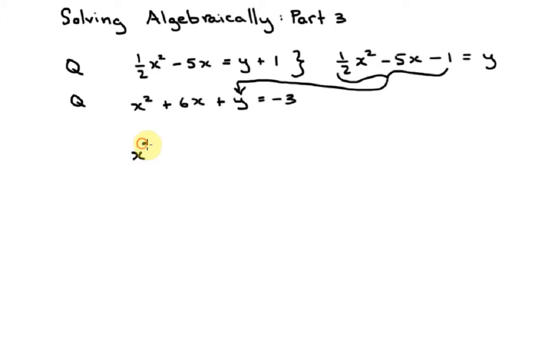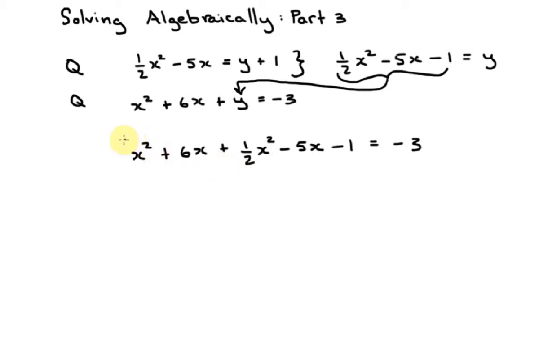So here's the equation that I'm now going to get. The second equation is going to be x squared plus 6x plus, now we're going to take y out, and in its place we're going to put in 1/2 x squared minus 5x minus 1, and that whole thing equals -3.